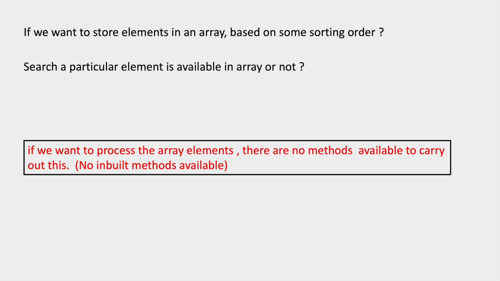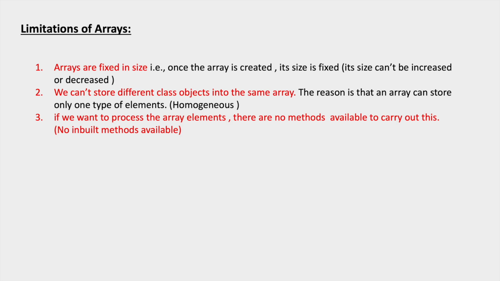So even though arrays are powerful, there are some limitations. That is, arrays are fixed in size. That means once it is created, we cannot increase or decrease the size. And these arrays accept only one type of data. That means homogeneous data it will allow. And there are no ready-made methods to process the data. These are all the limitations we have with arrays.